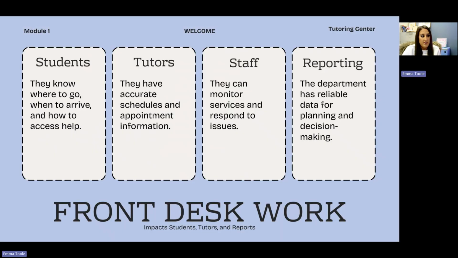Front desk work impacts students, tutors, and the reporting that we do. A front desk interaction might seem small, but it can affect several parts of the tutoring process. When a student is scheduled correctly, they're more likely to receive support smoothly. When tutors have an appointment with accurate information, they can prepare and stay on schedule. When attendance is marked correctly, staff can understand how services are being used. Good front desk work keeps the whole operation from turning into an administrative mess.